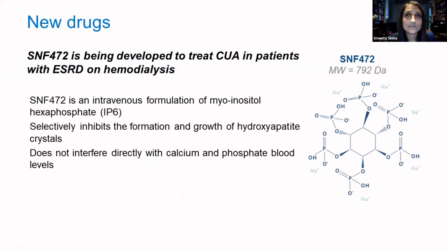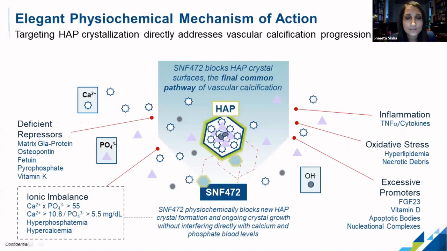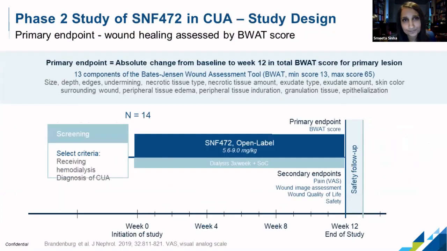And then more recently, new drugs are starting to be developed. And this is probably the one that's most ahead, but there are potentially others. And this is a new drug. It's an intravenous formulation of a naturally occurring product called phytate, which is a natural inhibitor of calcification. And it's physiochemical. It doesn't interfere with calcium and phosphate. So if we go back to that original picture, it works here at the end. So it binds to hydroxyapatite on the surface, and it prevents further crystal progression and calcification via that route.